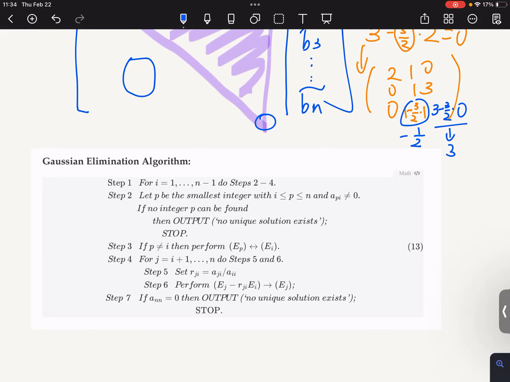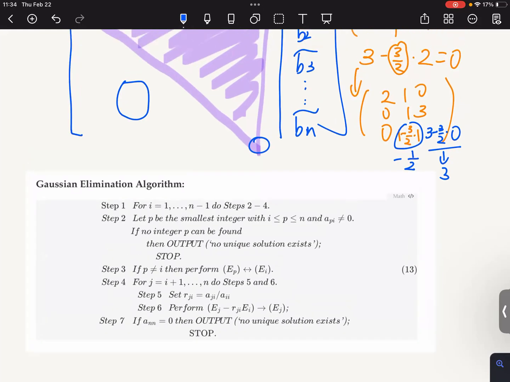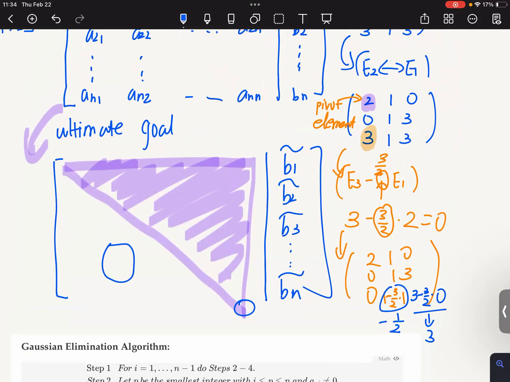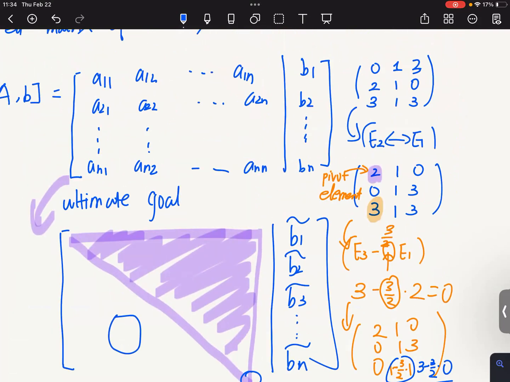Step 3 is just exchanging the row, and then step 4: first you need to pick the coefficient. That is the coefficient here, the 3/2 here. What is the 3/2? This is the pivot element, that is, the element on the diagonal. And then we are going to eliminate the first column, so this is the pivot element for this round of the calculation. Now, after the exchange, this is non-zero.